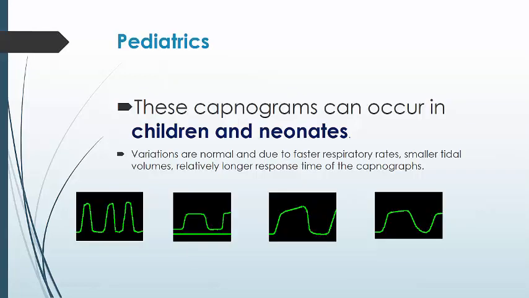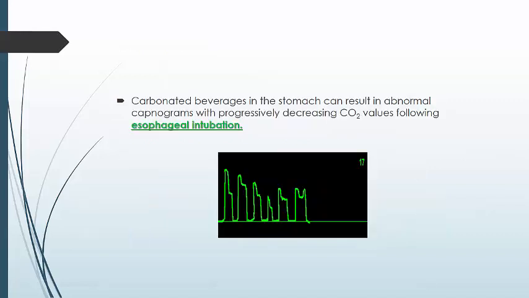Pediatrics are a whole other ballgame. These capnograms can occur in children and neonates. Your variations are fairly normal, and they occur faster due to faster respiratory rates, smaller tidal volumes, and a longer response time of the capnograms. Carbonated beverages can also create some abnormal capnograms, but the main thing that you will see is that they are continually decreasing as they go, so that you know it's not an adequate intubation.